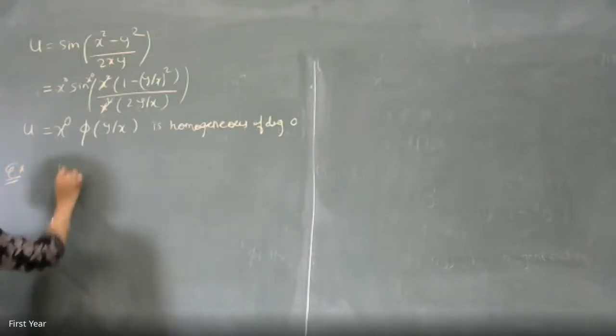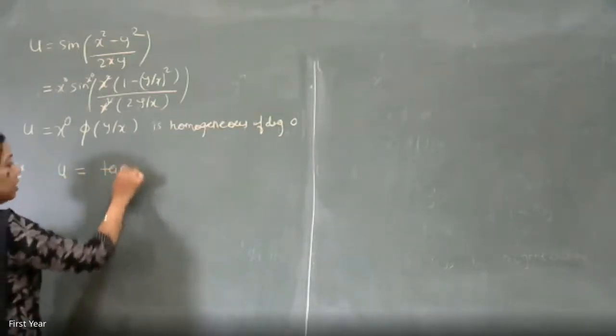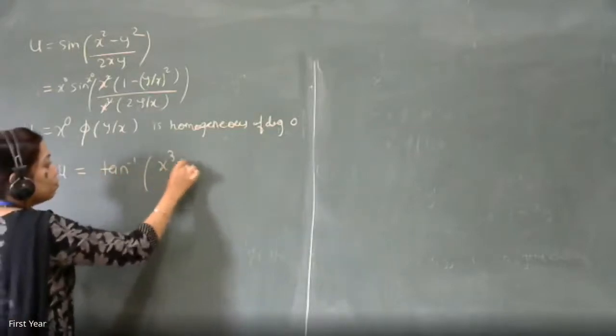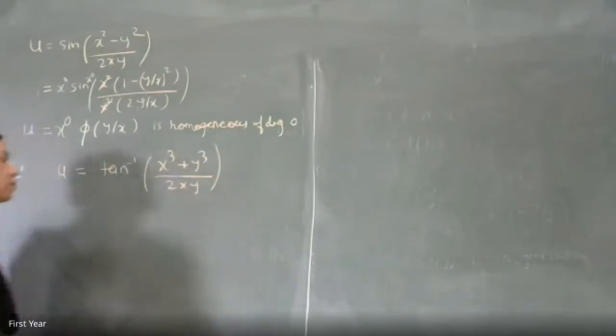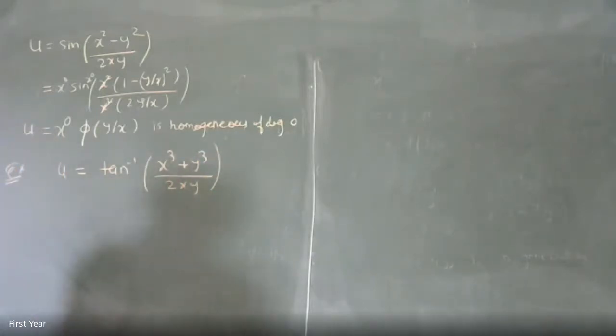Just see. U is equal to tan inverse of x cube plus y cube upon 2xy. Suppose this is the function. U is equal to tan inverse of x cube plus y cube upon 2xy. So is u homogeneous?